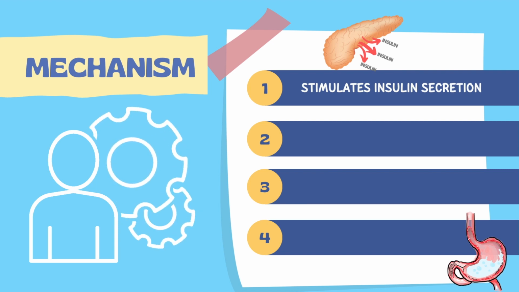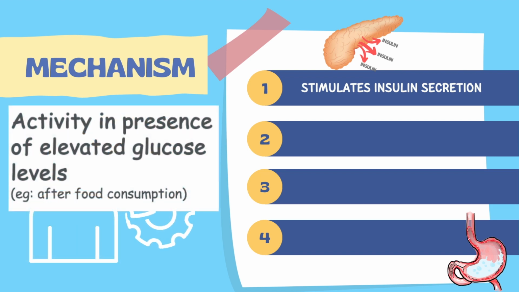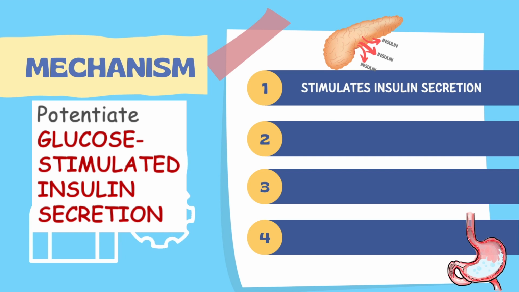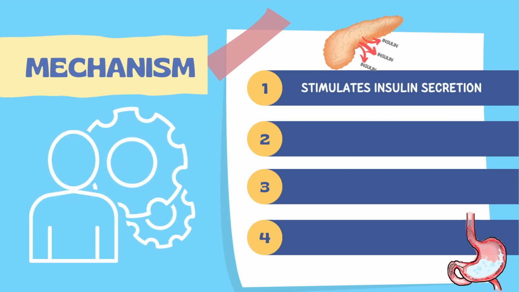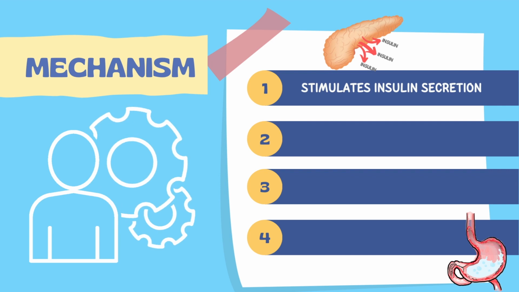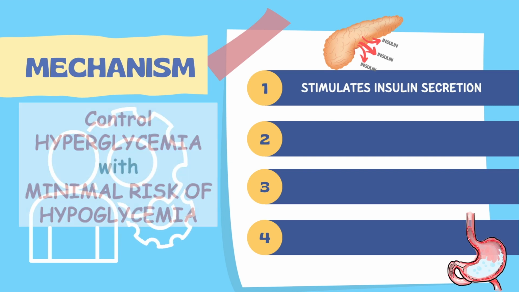Another piece of important information: stimulation of insulin secretion from the beta cells by GLP-1 receptor agonists is glucose dependent. They have activity in the presence of elevated blood glucose levels, for example, after we eat food. This is where these drugs will potentiate glucose-stimulated insulin secretion. In the absence of elevated blood glucose levels, these medications will have little to no activity on insulin secretion. This is important because this type of medication helps to control hyperglycemia and also minimize the risk for hypoglycemia.